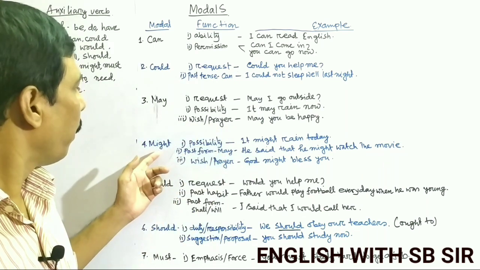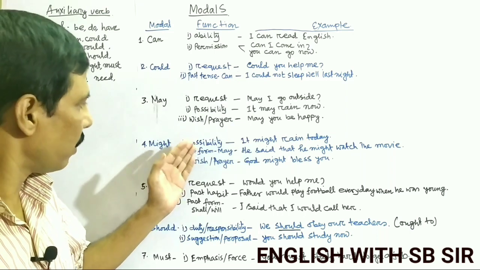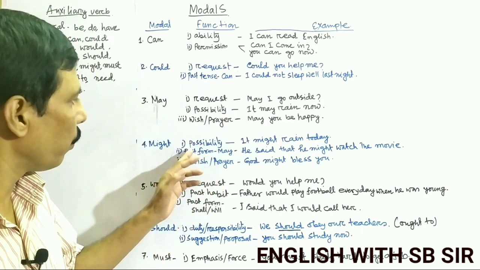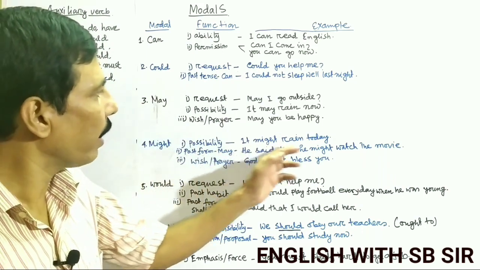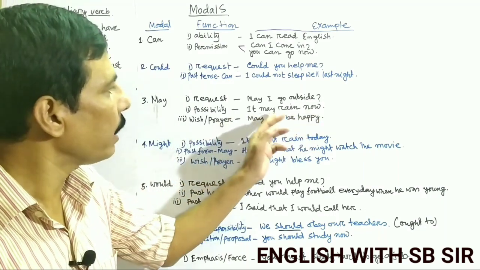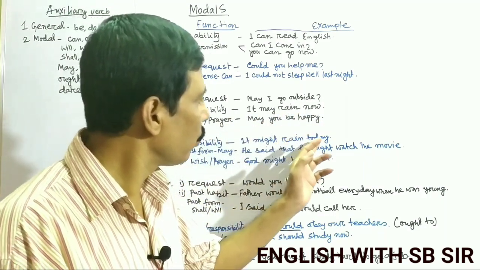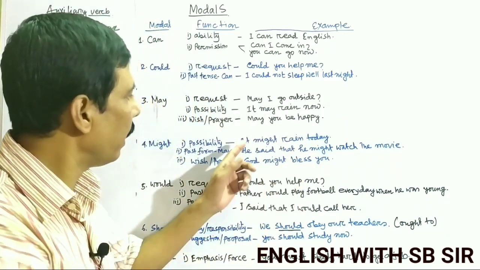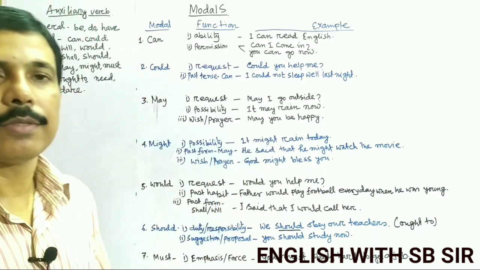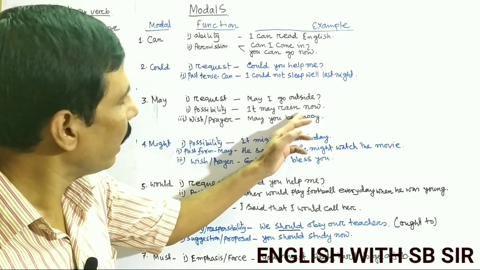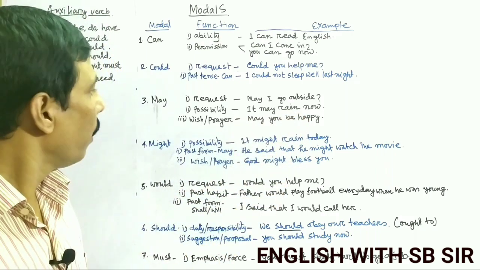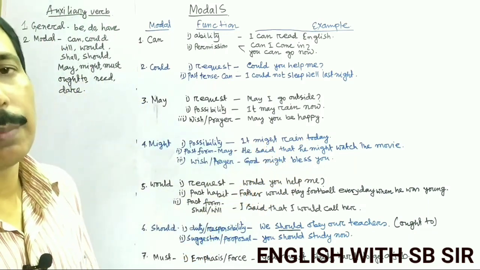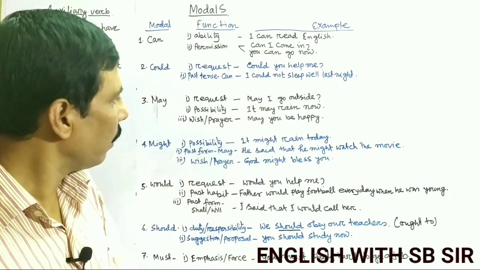Now 4th, might. It also serves 3 purposes. Number 1, possibility. It might rain today, and it may rain now. Is there any difference between it may rain now and it might rain now? Yes, there is a difference. If I say it may rain now, this is a little possibility. But if I say it might rain today, there is a strong possibility. So might expresses a strong possibility rather than may.